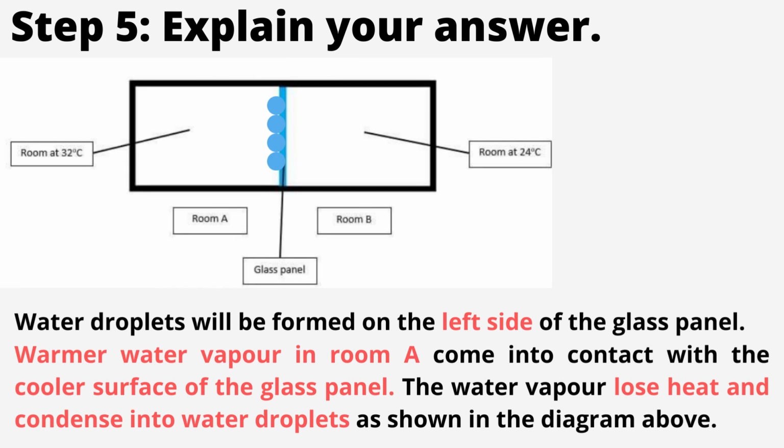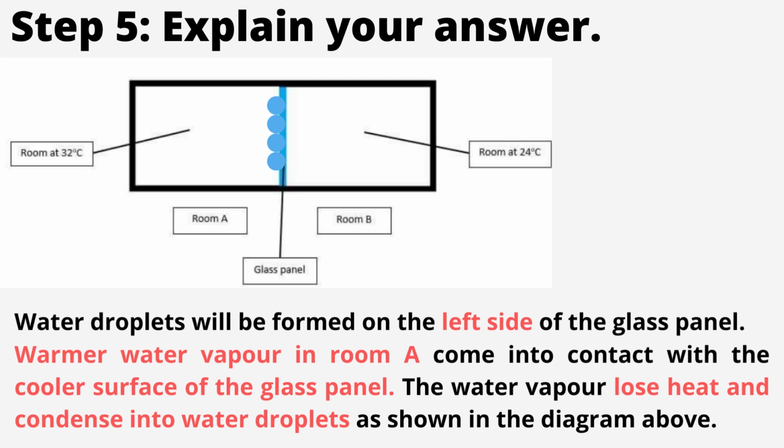Now that we know where the water droplets will be formed, we have to go back to our question and answer it. The question asks, on which side of the glass panel will the water droplets be formed? We need to be very precise to answer our question. So we have to say the water droplets will be formed on the left side of the glass panel, or best, you can illustrate by drawing in the water droplets in the diagram.